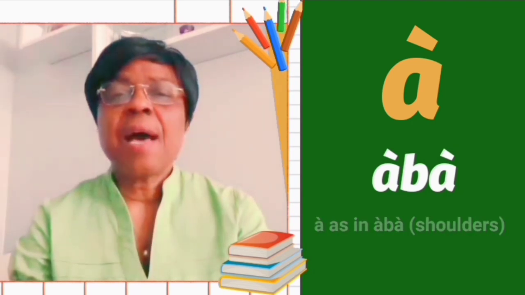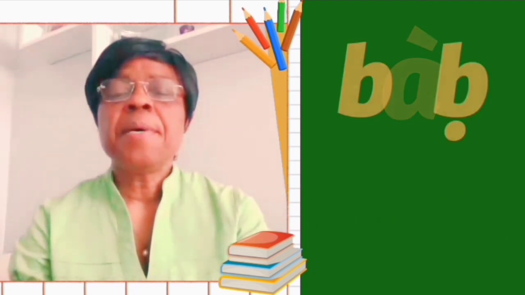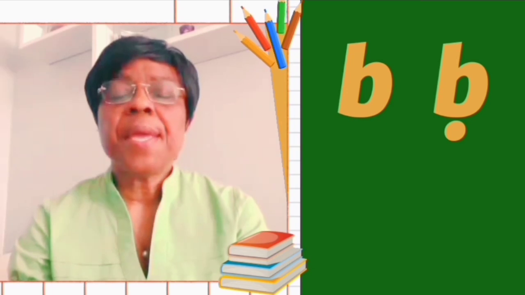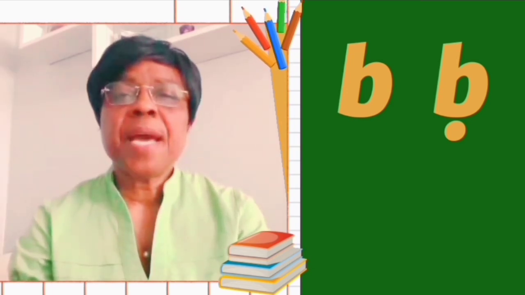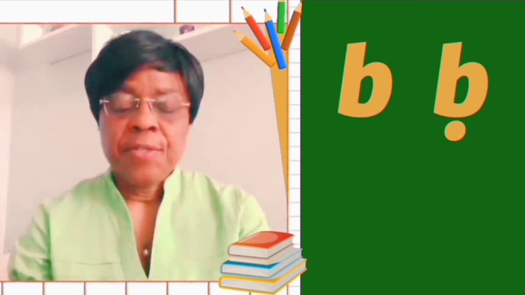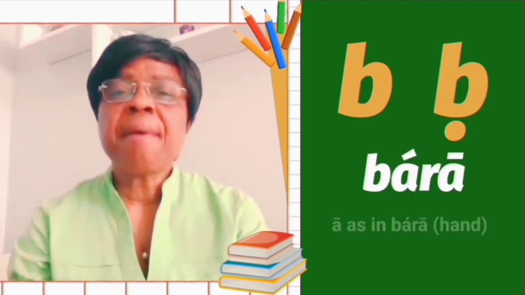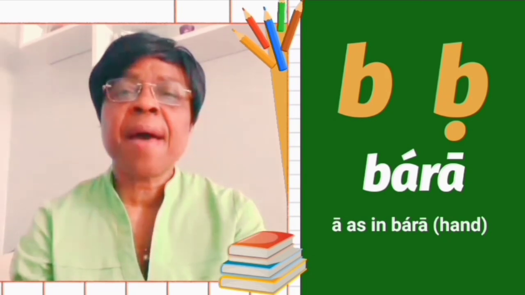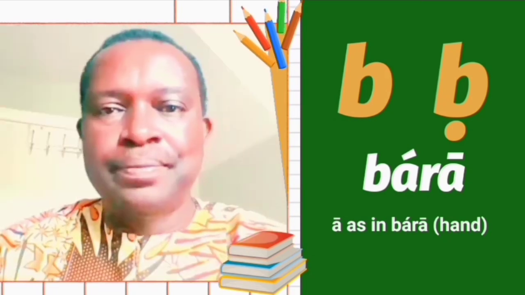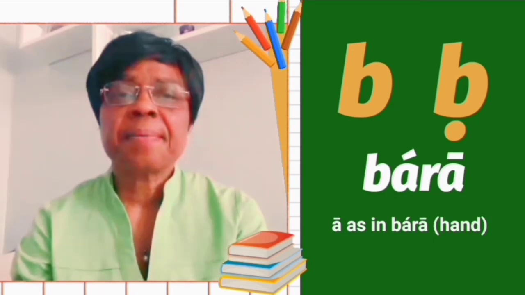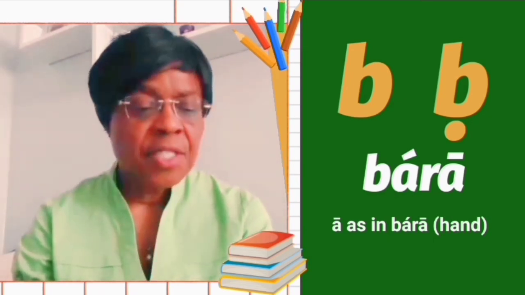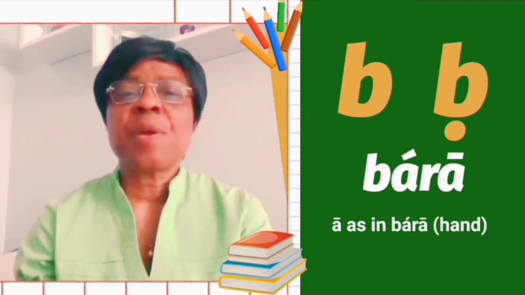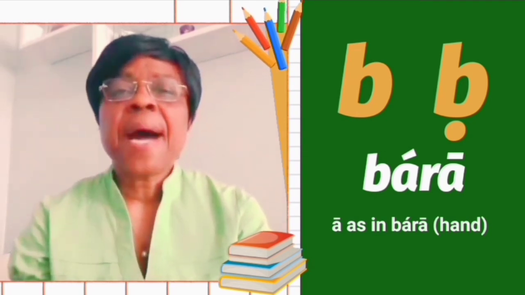Going on to the letter B. The letter B has two sounds, as we learned in our first part. So example of B, bara, that's hand. Can you repeat bara? Bara. Did you realize that the diacritics were rising?